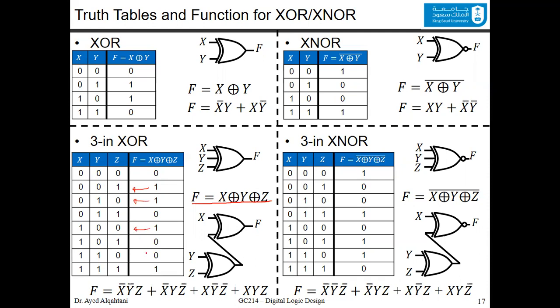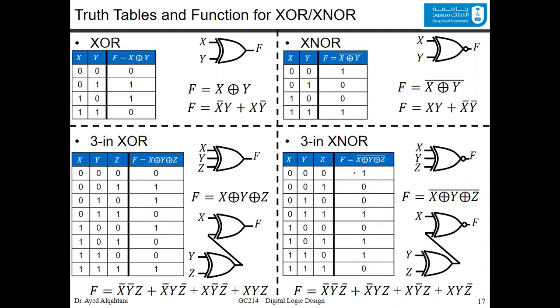So you have 4 terms. The first term is X bar, Y bar, and Z. And you can find the second, third, and fourth terms as you see in the slide. The 3-input XNOR is the opposite of the 3-input XOR if you compare here, and you can generate it in a similar way as we did in the XOR function. This is the 3-input XNOR. This is its function, X XOR Y XOR Z, all bar.